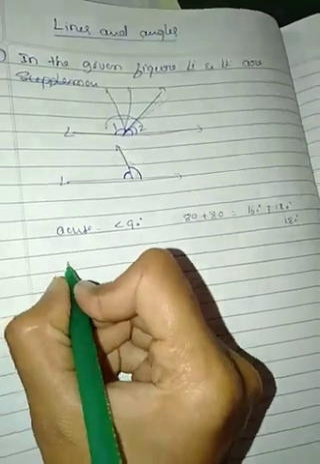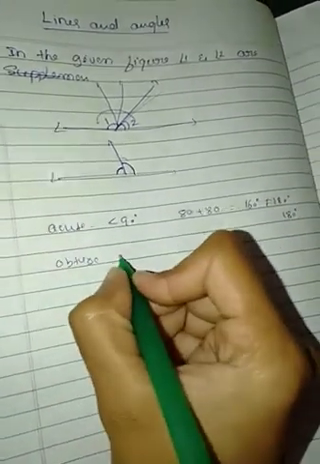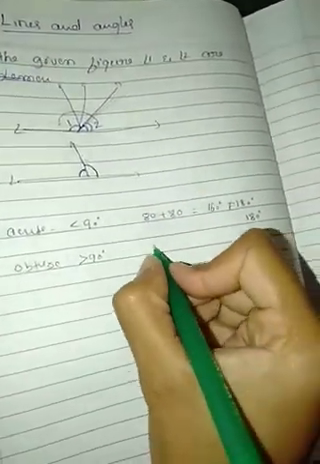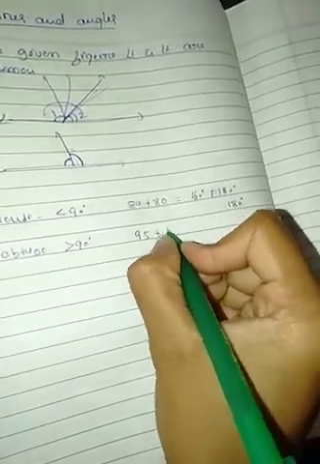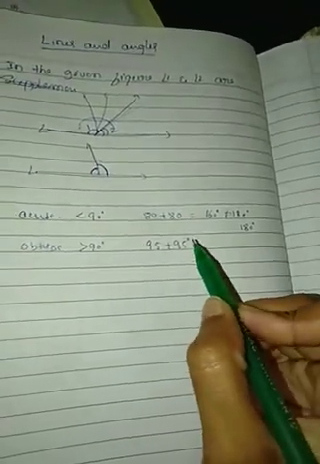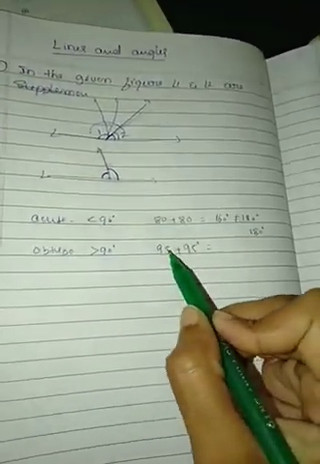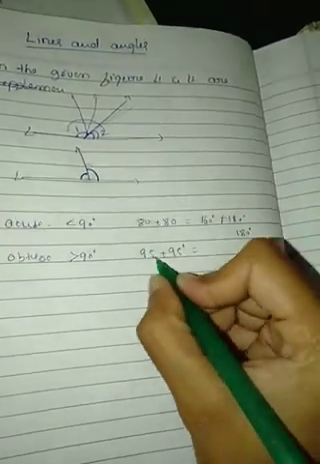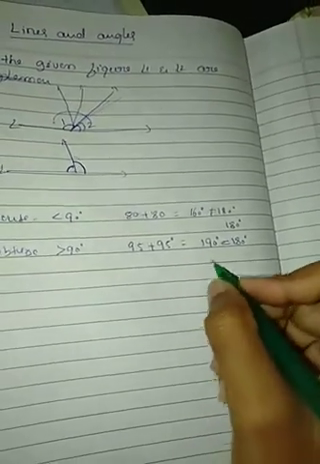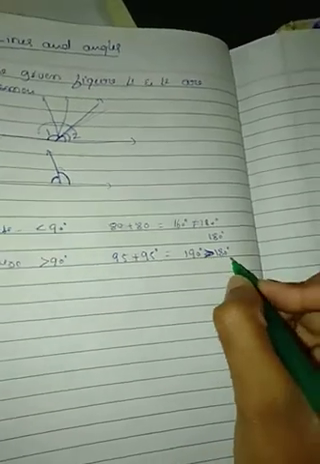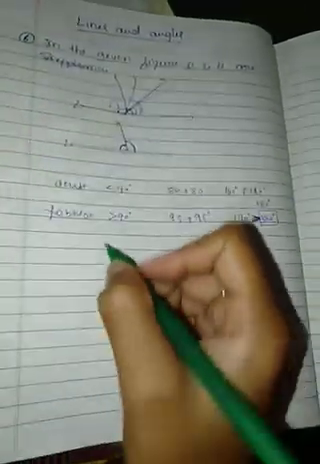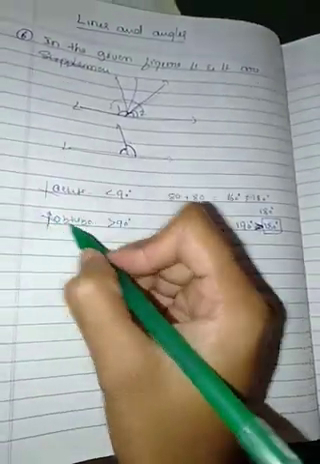Next one is obtuse. Obtuse means greater than 90 degrees. If you take one angle as 95 and another angle as 95, both are greater than 90. 95 plus 95 gives 190 degrees. Sorry, 190 is greater than 180 degrees. But supplementary means the sum of the angles is 180 degrees. So this is also not supplementary. Acute is not supplementary, and this is also not supplementary.